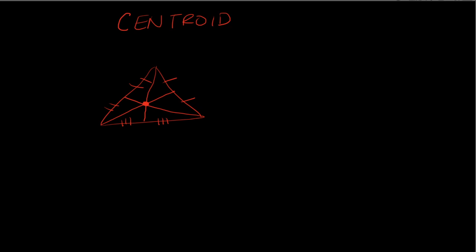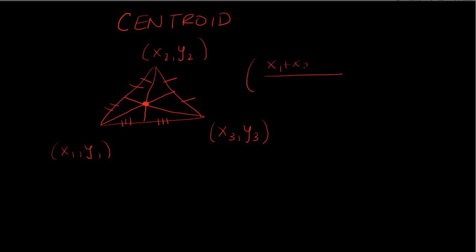Now there's a formula on how to calculate the centroid. So let's say we're given x1, y1, x2, y2, and x3, y3. The centroid will be the arithmetic mean of the x's and the y's. So in other words, it's going to be x1 plus x2 plus x3 all over 3, and then y1 plus y2 plus y3 all over 3. So we're just taking the averages of all the x's and all the y's.